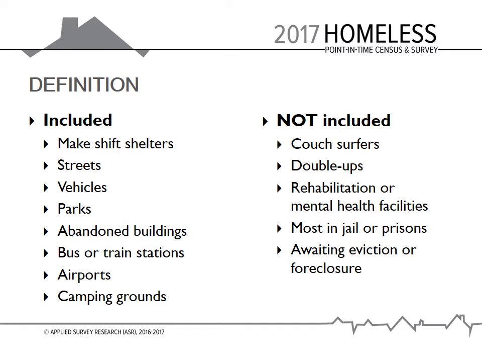We will not be including people who are couch surfers, people who are living in double up situations. Double up would be where you have maybe a family of 8 or 9 people staying in a 1 bedroom house. So a house that's maybe meant for 2, 3 max, you have up to double the amount of people that is meant to stay in that house. We're not including people in rehab or mental health facilities. We're not including most people staying in jails or prisons. And then we're also not including anybody awaiting eviction or foreclosure. So that's a little bit of a review of what to expect of what you're looking for on the day of the count.